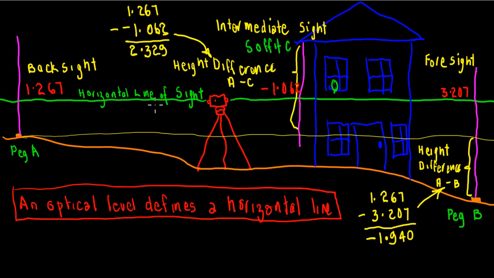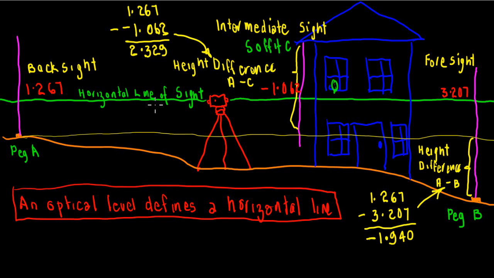So we take a reading onto the staff and we hold the staff upside down under the soffit. Now for these upside down readings, we show the reading as negative. So as previously where we took the back sight minus the foresight, in this case we take the back sight minus the intermediate, so we get 1.267 minus negative 1.062, and if we work all that out we get 2.329, and that would be the difference in height between A and C, and as it's positive, C would be above A. The difference in height between A and B is negative 1.940, B is below A.